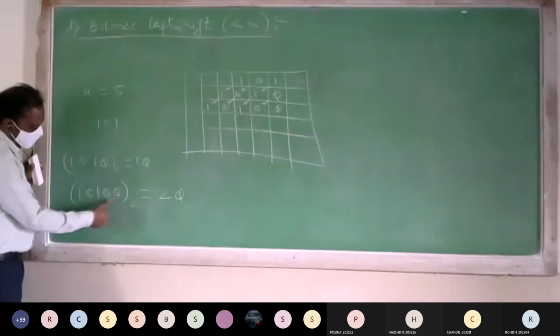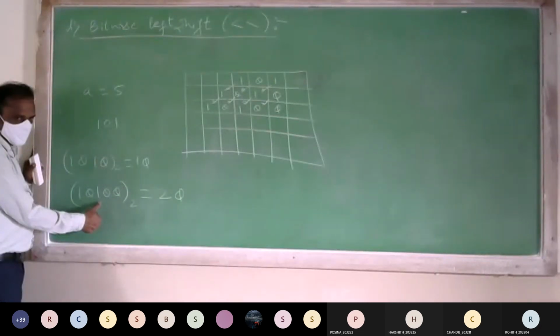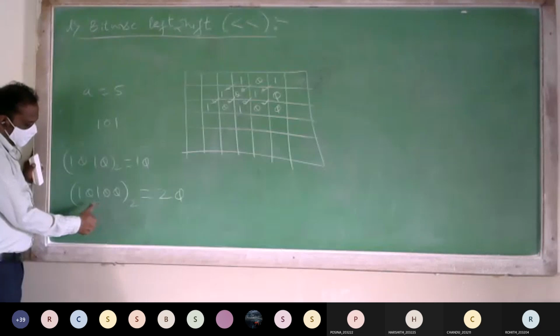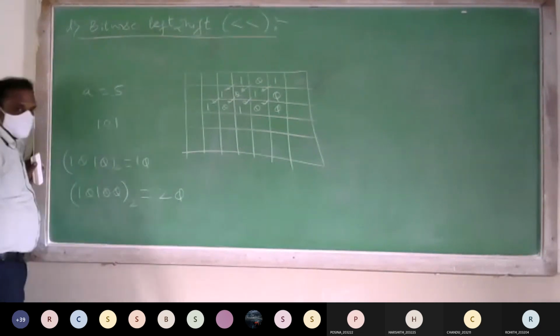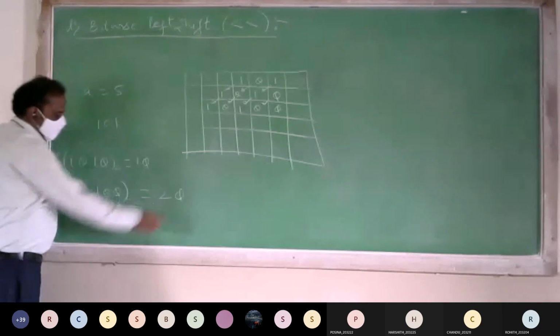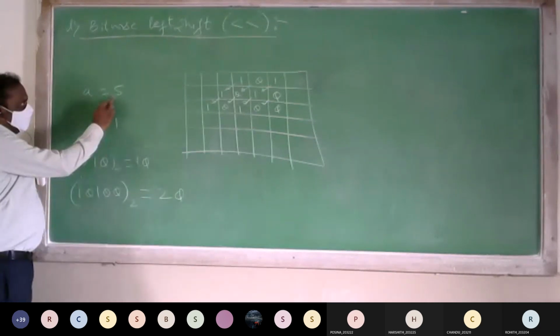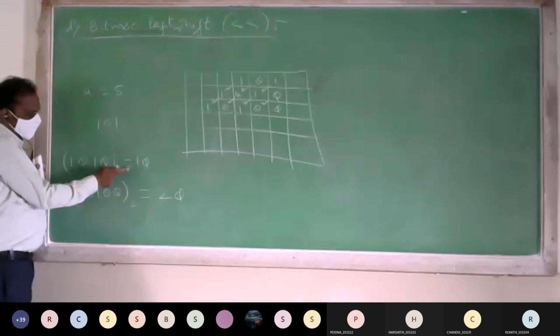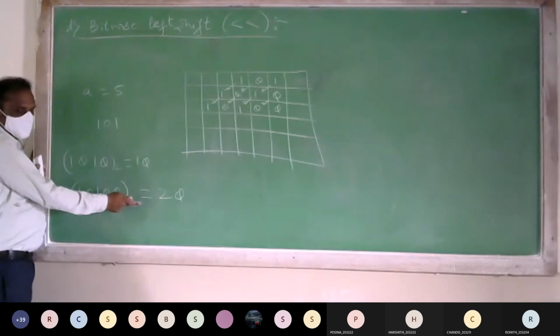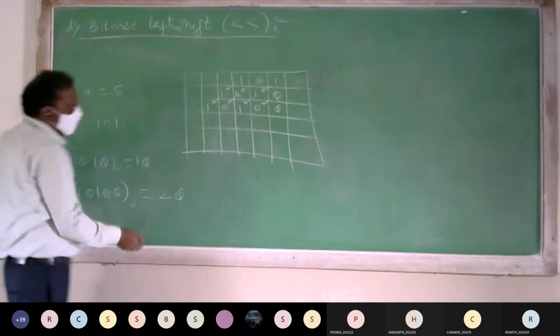You multiply 2 power 0, 2 power 1, 2 power 2, which means 4, 2 power 3, 2 power 4, which means 16. 16 plus 4 is 20. When you shift 5 left side 1 time, you get 10. When you shift 5 2 times, you get 20.